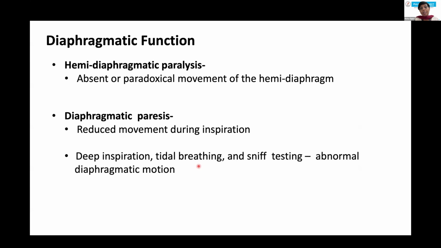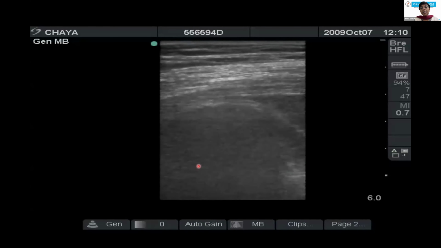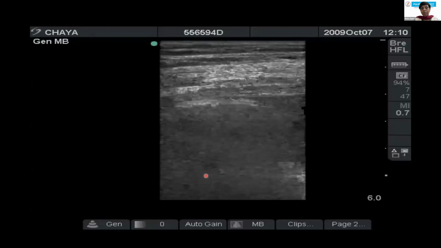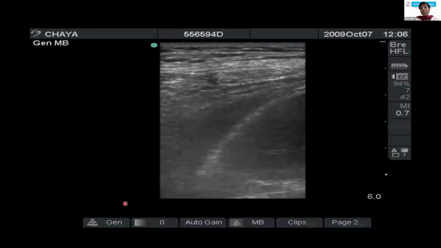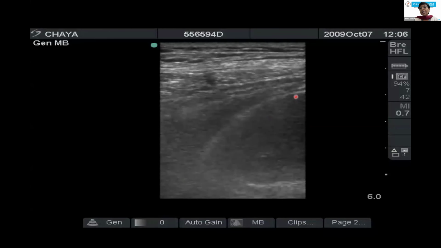Diaphragmatic function also, you can see, look at this, I'm quickly showing. So this is the lung which is coming, and the white line, you can see the pleural line, and this is the diaphragm which is moving. For the other side in the same patient, you can see how this diaphragm is moving, right? You can compare. So this diaphragm is not moving properly.